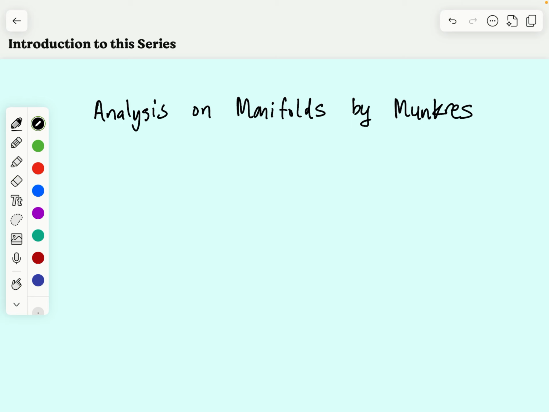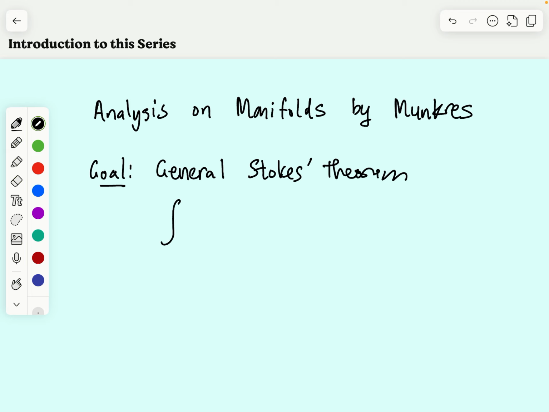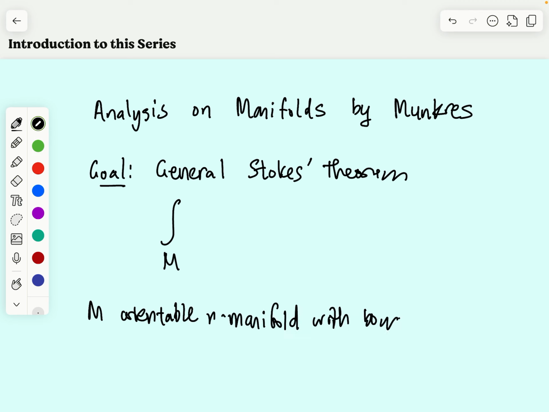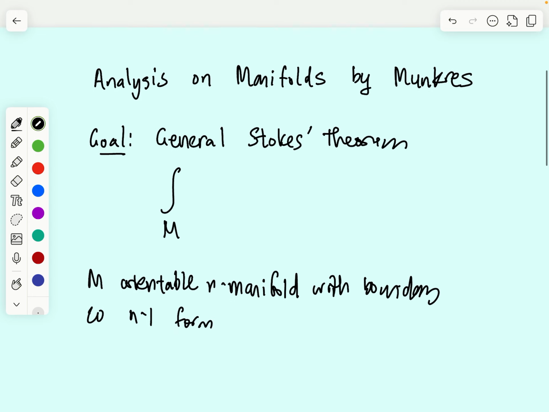And the main goal is the general form of Stokes' theorem, which says that if you have a manifold, an orientable manifold in Rn, so M is some orientable n-manifold with a boundary, and omega is an n-1 form, then the integral of d omega over M is equal to the integral of omega over the boundary.